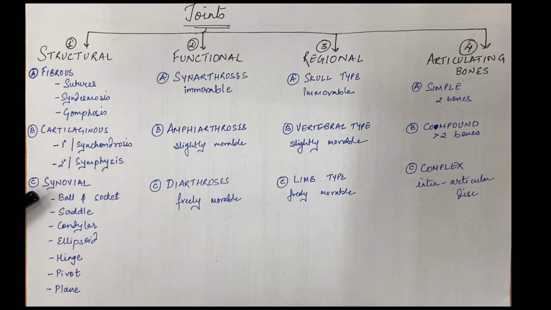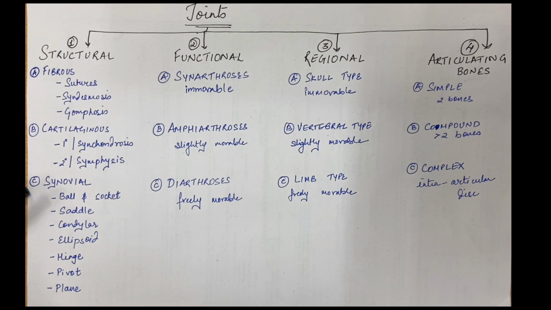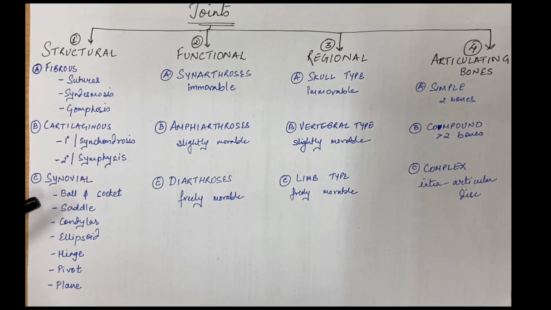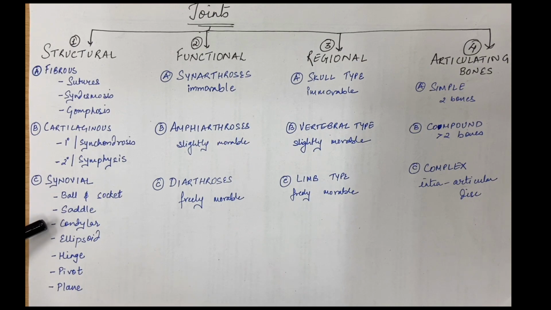The third variety in the structural classification is the synovial joint. In the synovial, you have ball and socket variety, saddle variety also known as sellar variety, condylar, ellipsoid, hinge, pivot, and plane varieties. We will see all these joints one by one in detail. So this is about the structural classification.